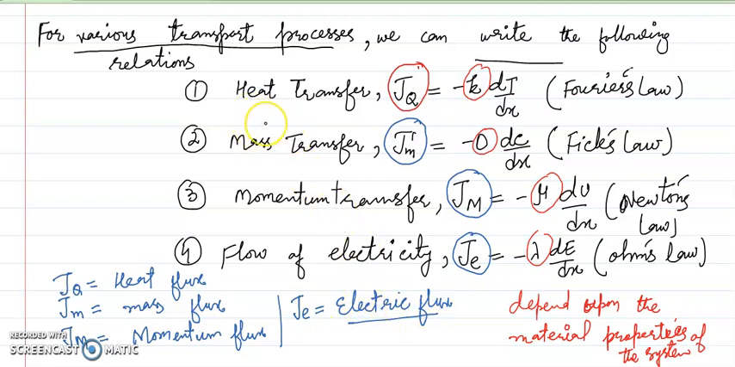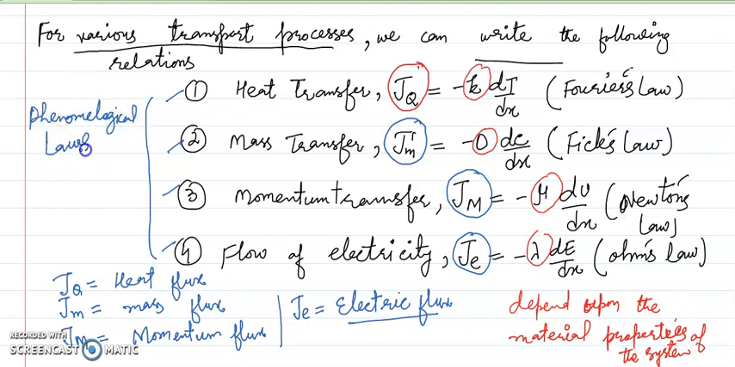These relations 1, 2, 3 and 4 are simply called phenomenological laws. They are basically introduced to define simply transport processes.